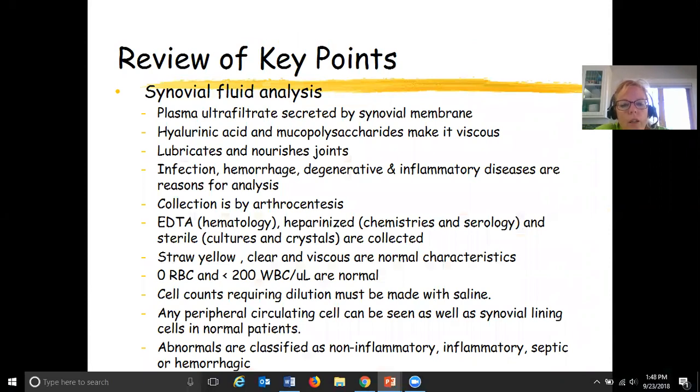Typically, it doesn't have any red cells and less than 200 white cells. You have to dilute it with saline. You may see peripheral cells in there as well as synovial lining cells. And then we classify the abnormals, the physicians. It's rare that the lab tech will actually say that's inflammatory, that's septic, that's crystal induced, or that's hemorrhagic. Usually the physician does that based on our lab results. So be familiar with the table on page 218.